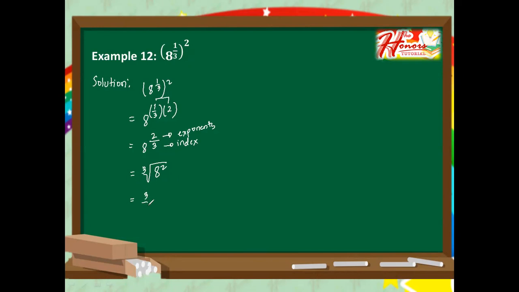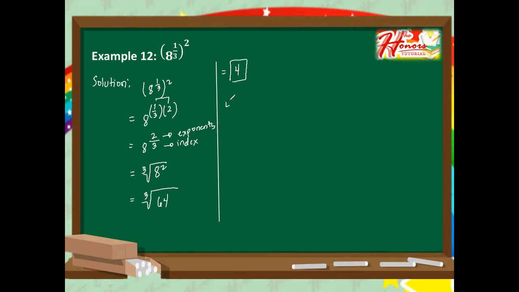So we have here the cube root of 8 squared, meaning 8 times 8, not 8 times 2. So 8 times 8, that is 64. So now let's look for the cube root of 64. Or without having a calculator, just think of a number that when raised to 3 is equal to 64. And that's 4. So the answer is 4.